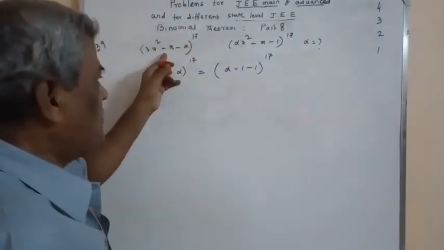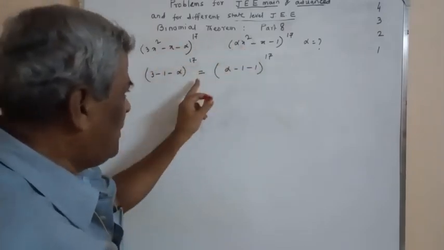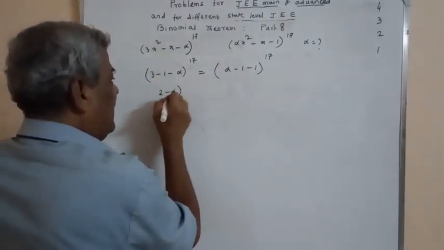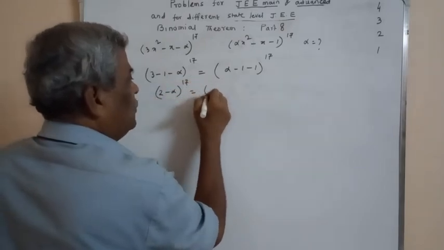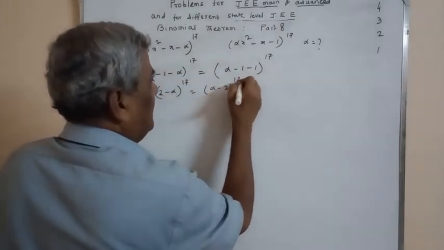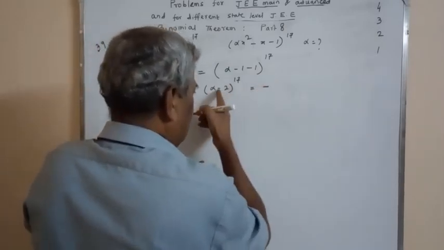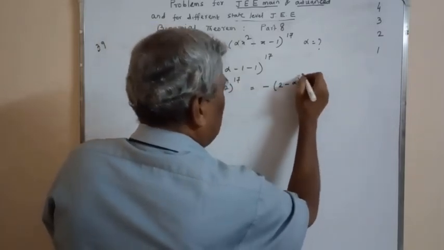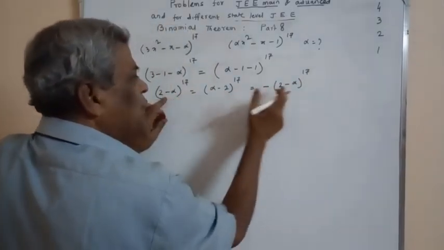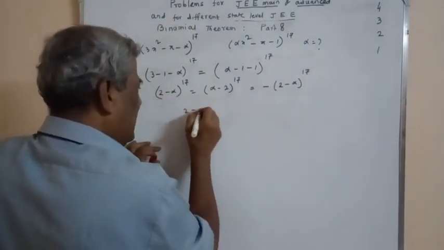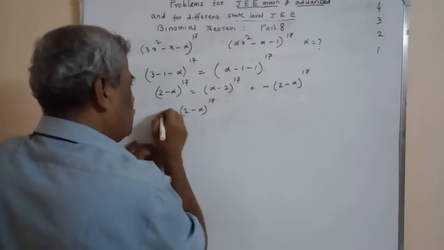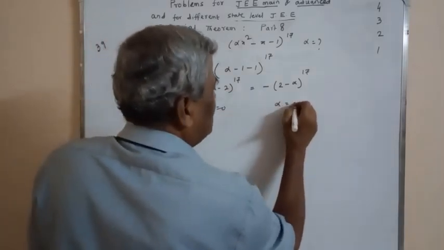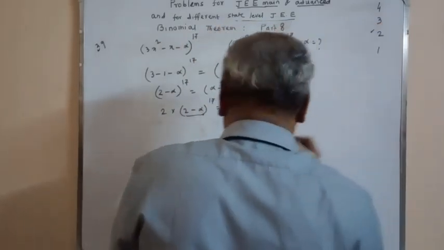Because the sum of coefficients is equal to the sum of coefficients, that's why this is equal to that. So we get (2 − α)^17 is equal to (α − 2)^17, which is minus (2 − α)^17, since the power is 17. So we must have (2 − α)^17 into 2 is equal to 0. This cannot be 0, so we have α equal to 2. So the answer is option C.